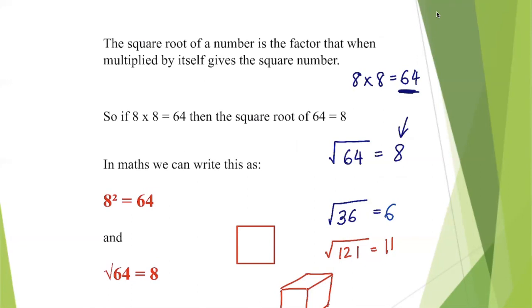Now that's square numbers. So square numbers, that little 2 there, so this 8 squared, that 2 means there are 2 lots of 8 multiplied by themselves, you see, so 8 times 8.